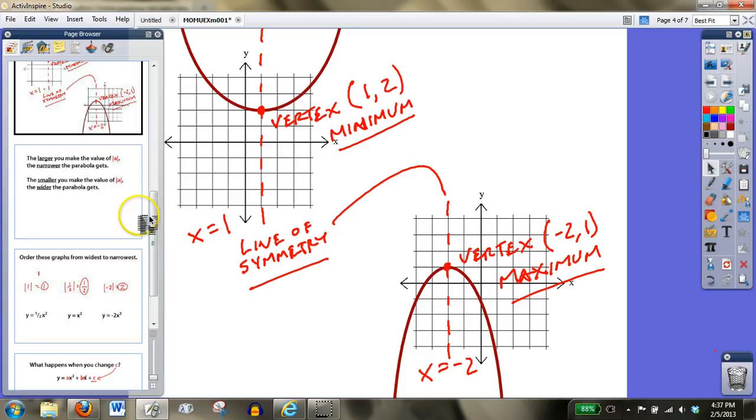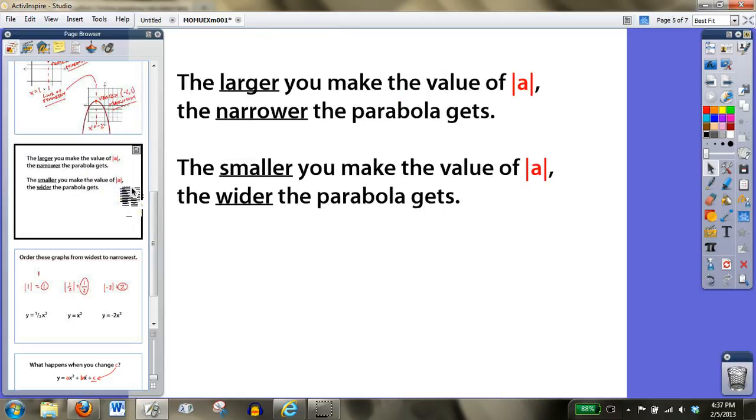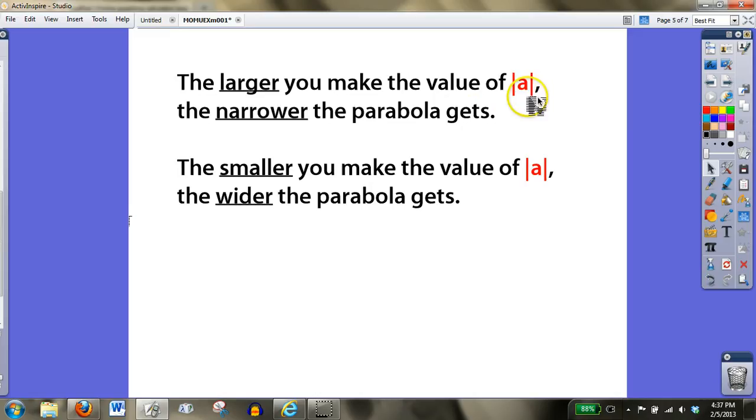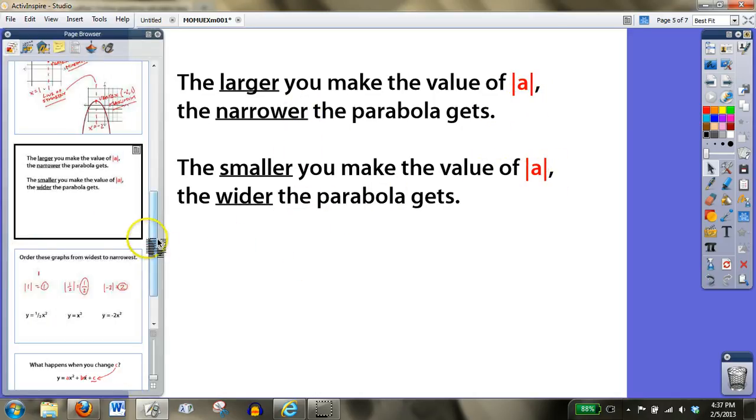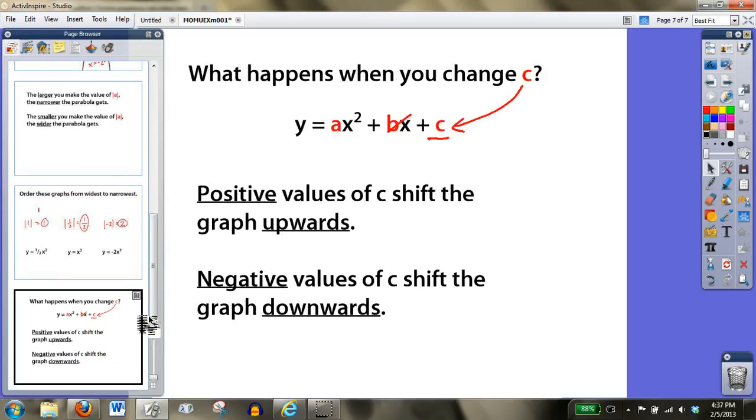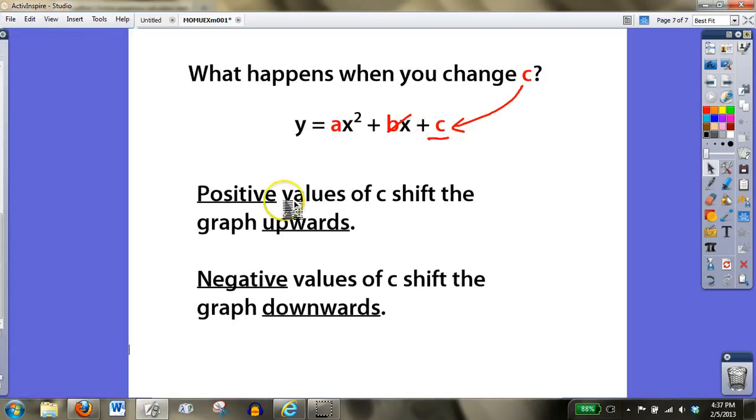And then we also learned about how if you take a look at the absolute value of that value a, if it's a larger number, we get a more narrow graph, or if it's smaller, we get a wider graph. And then finally, we played around with the variable c a little bit and learned that if we shift that number either to positive values or negative values, that creates a graph that either shifts upwards or downwards.